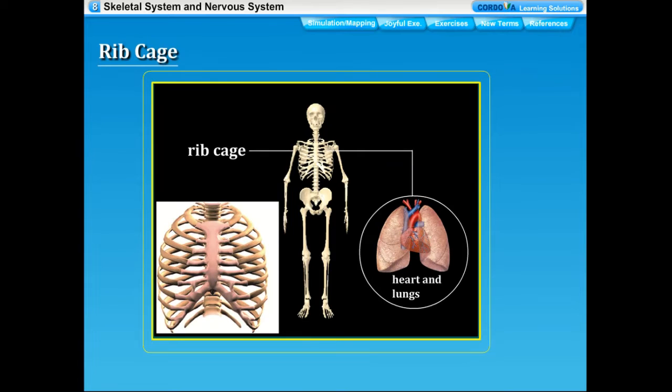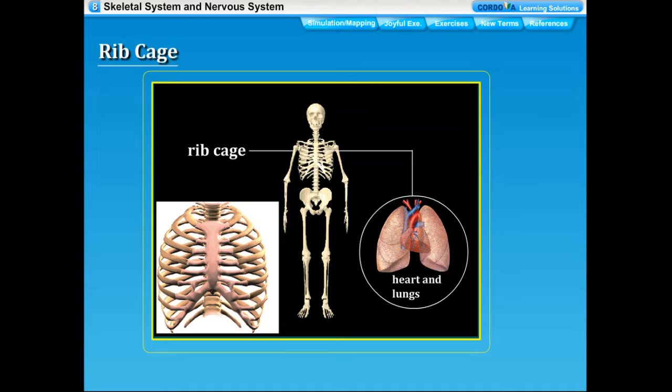Rib cage. Ribs are thin and curved bones. They make a cage around our chest. This cage of bone is known as rib cage. It protects our heart and lungs. There are 12 pairs of ribs in the rib cage. A long bone at the center of chest, called sternum, holds the ribs at the front.